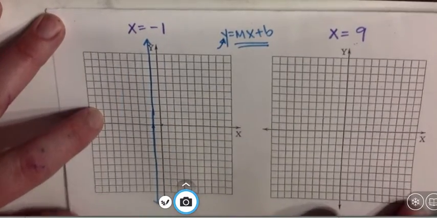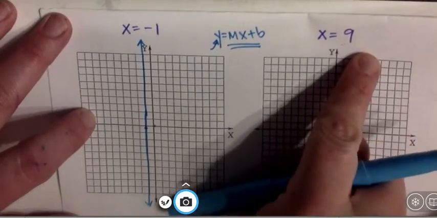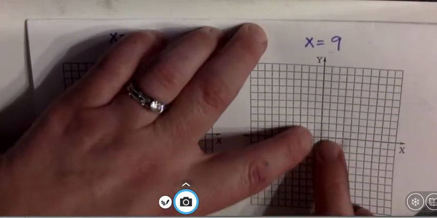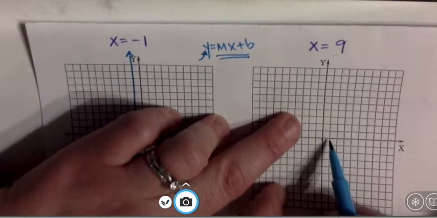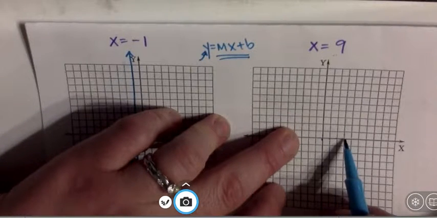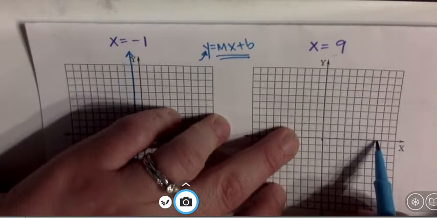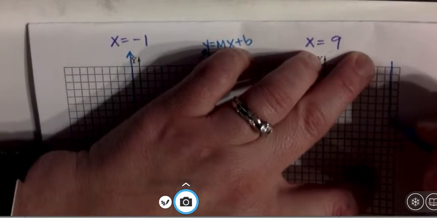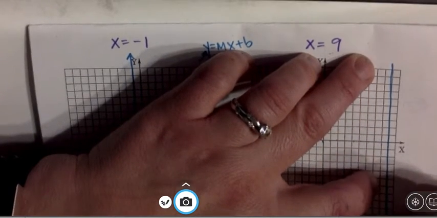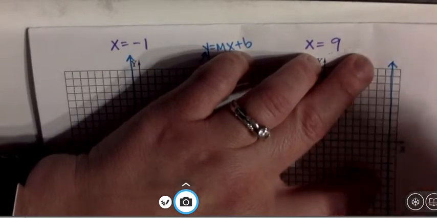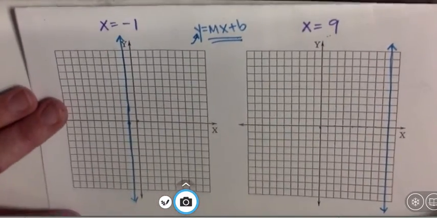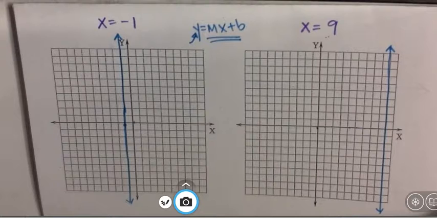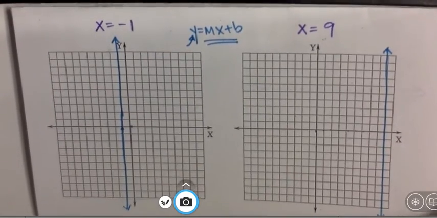the vertical line test. In this next one, x is equal to 9, same thing. I'm going to start at 0, 0 and go over to x equals 9. 1, 2, 3, 4, 5, 6, 7, 8, 9, right here on the edge of my graph, and draw a vertical line at x equals 9. And that's all you've got to do. Isn't it amazing? Vertical lines, they're phenomenal. I love them. They are definitely not functions, though.